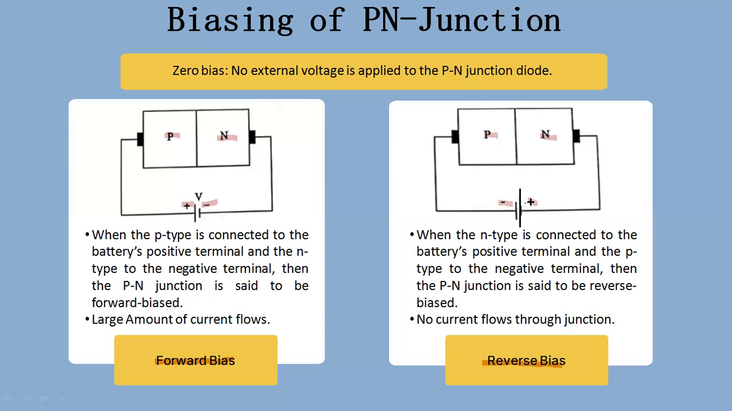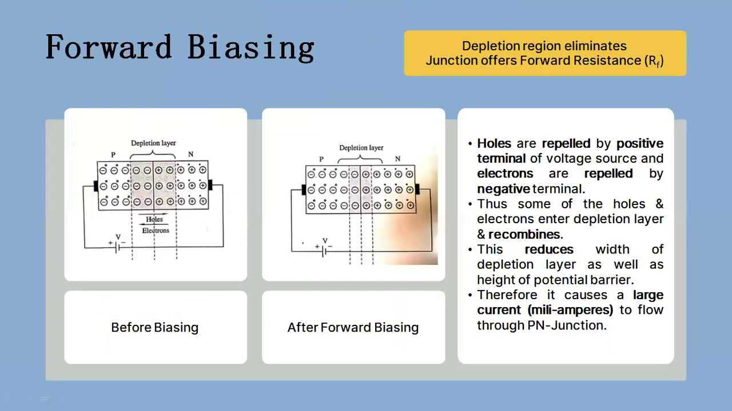Whenever we are connecting our diode in forward bias, a large amount of current will flow through it. Whereas whenever your PN junction diode is connected in reverse bias, it will not allow the current to flow. Now we are going to see in detail how your diode will work whenever we are connecting it in forward and reverse bias. Starting with the first type of biasing, that is forward bias.